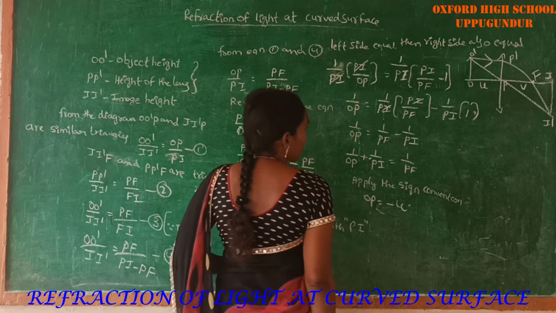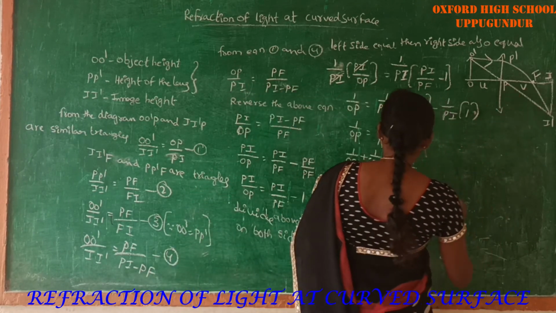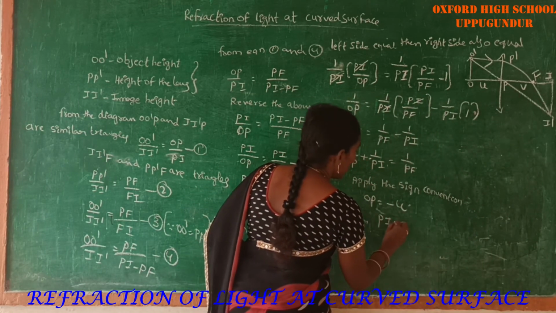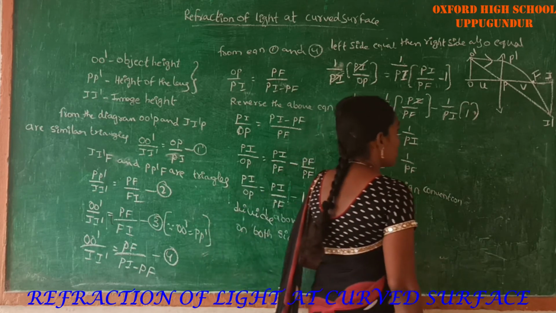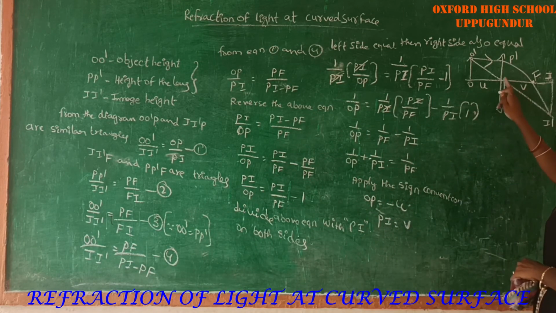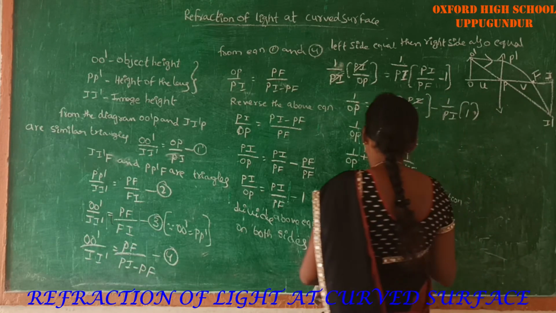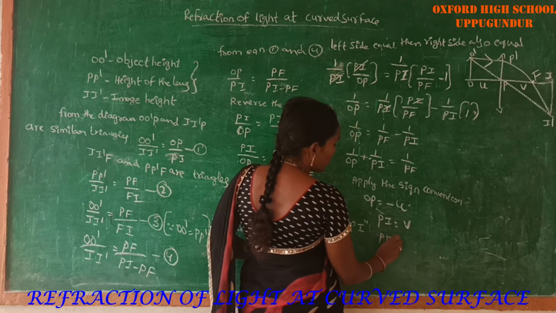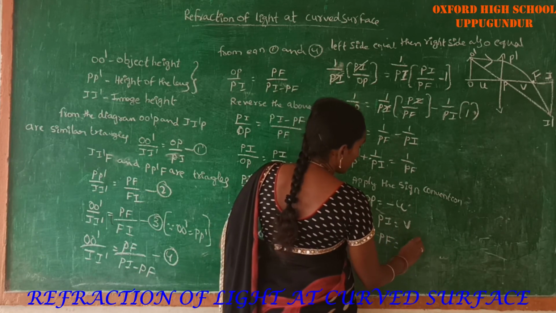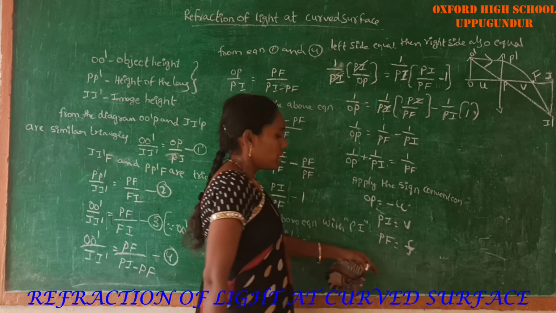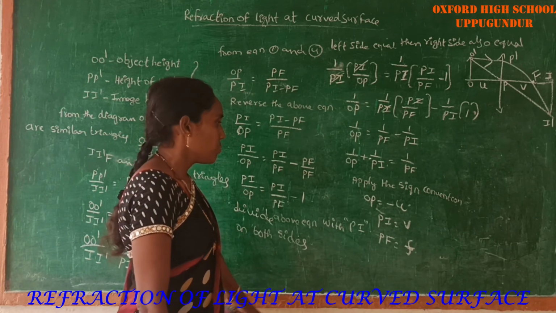After that, the distance from pole to image is called the image distance. This is a plus value. Here the distance is measured from the pole to the image, that's why it should be taken as a positive value. After that, the distance from pole to focus is called the focal length. Focal length is also taken as a positive value.